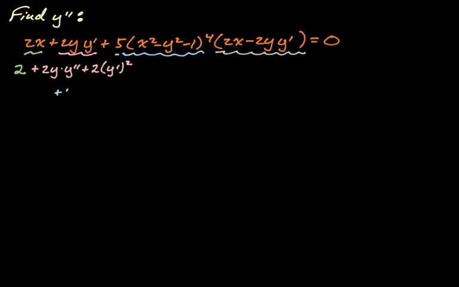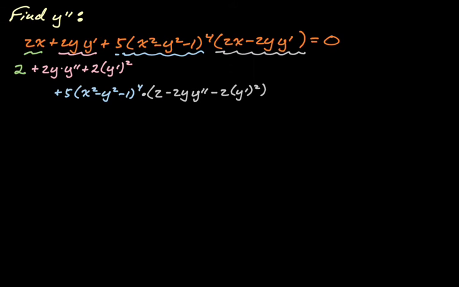Here goes. It's going to be first, so 5 times (x squared minus y squared minus 1) to the 4th, times the derivative of the second. The derivative of 2x is 2. Then we need a product rule here. First is negative 2y, times y double prime, that's the derivative of the second, plus second is y prime, derivative of the first is negative 2y prime, so we'll get minus 2 (y prime) squared. So that's the first half of the product rule.